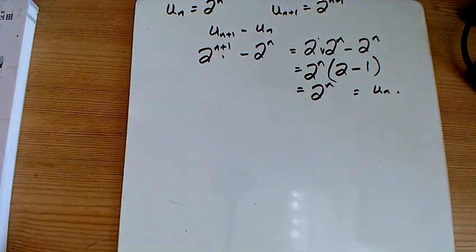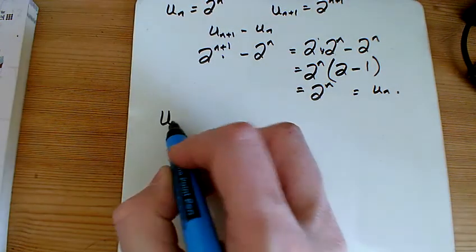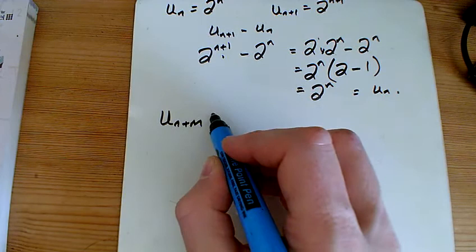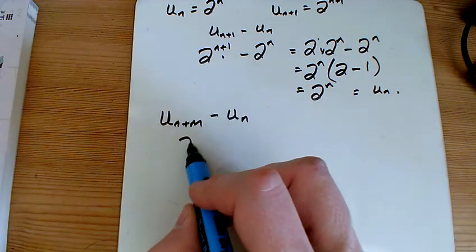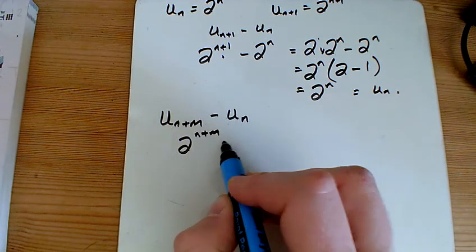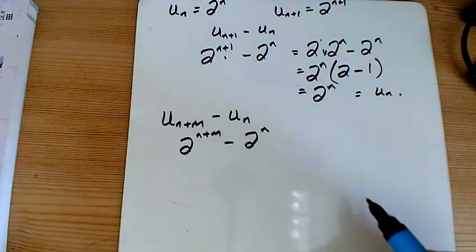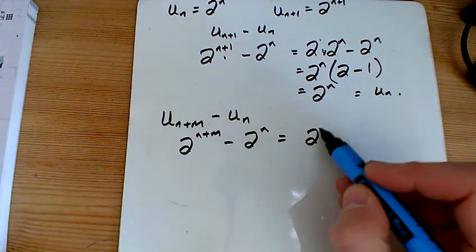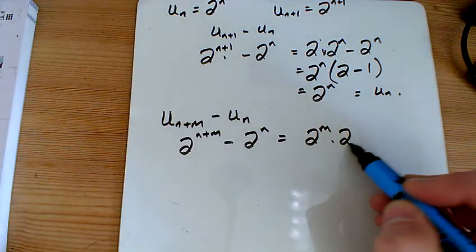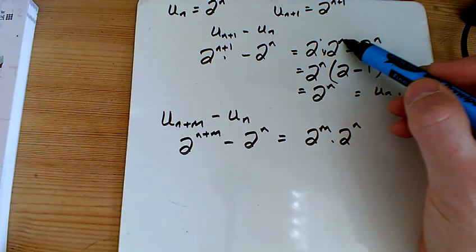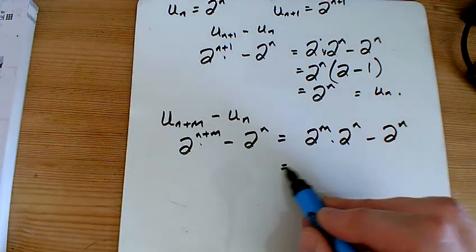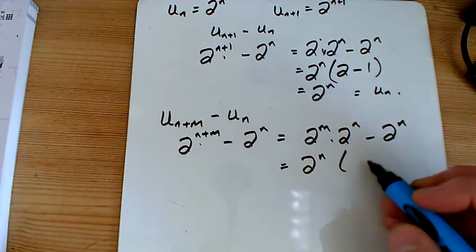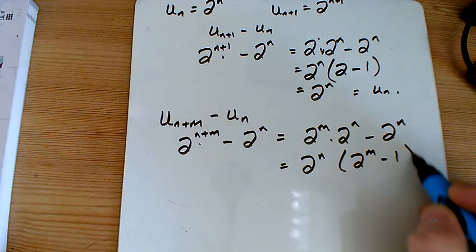Part B, using that idea, u to the n plus m minus un. So same idea then, we've got 2 to the n plus m here minus 2 to the power of n. That is 2 to the m times by 2 to the n. In the same way I did 1 add n here, I'm doing m add n there. Factor out the 2 to the n, gives you 2 to the m, take away 1.